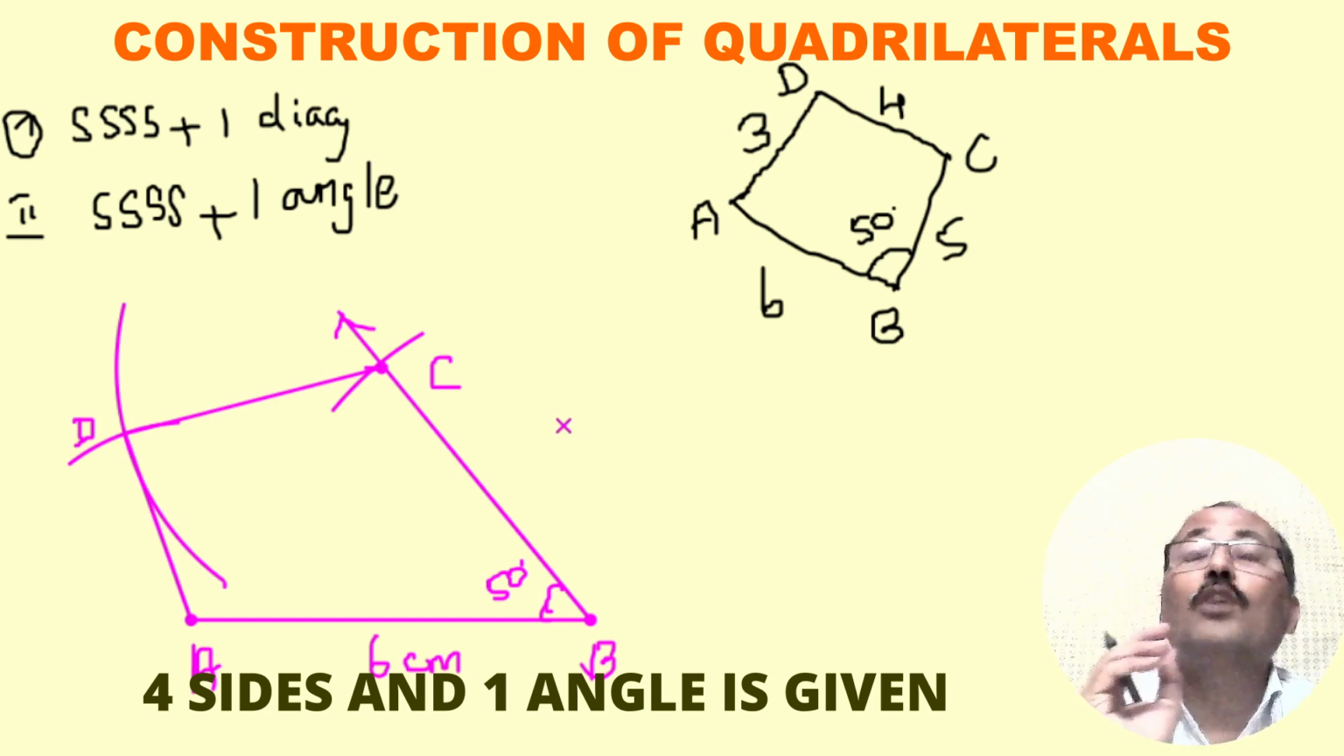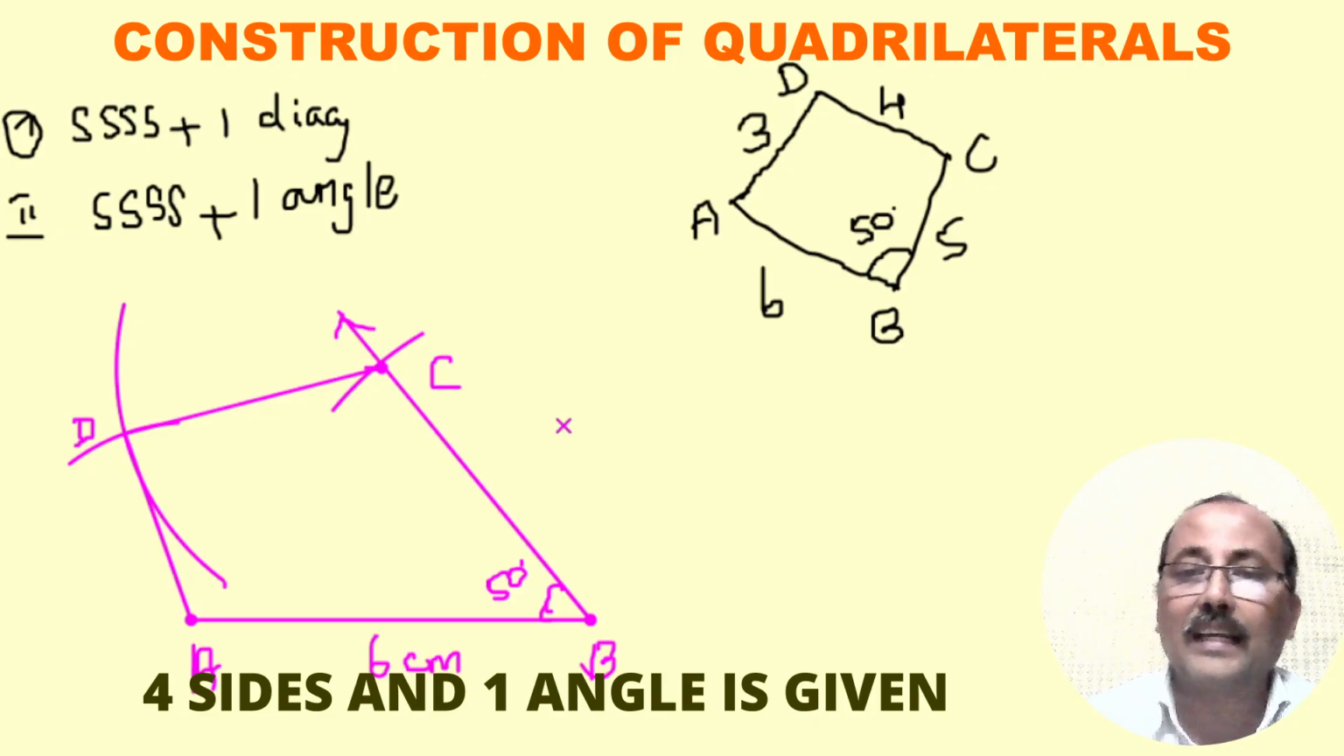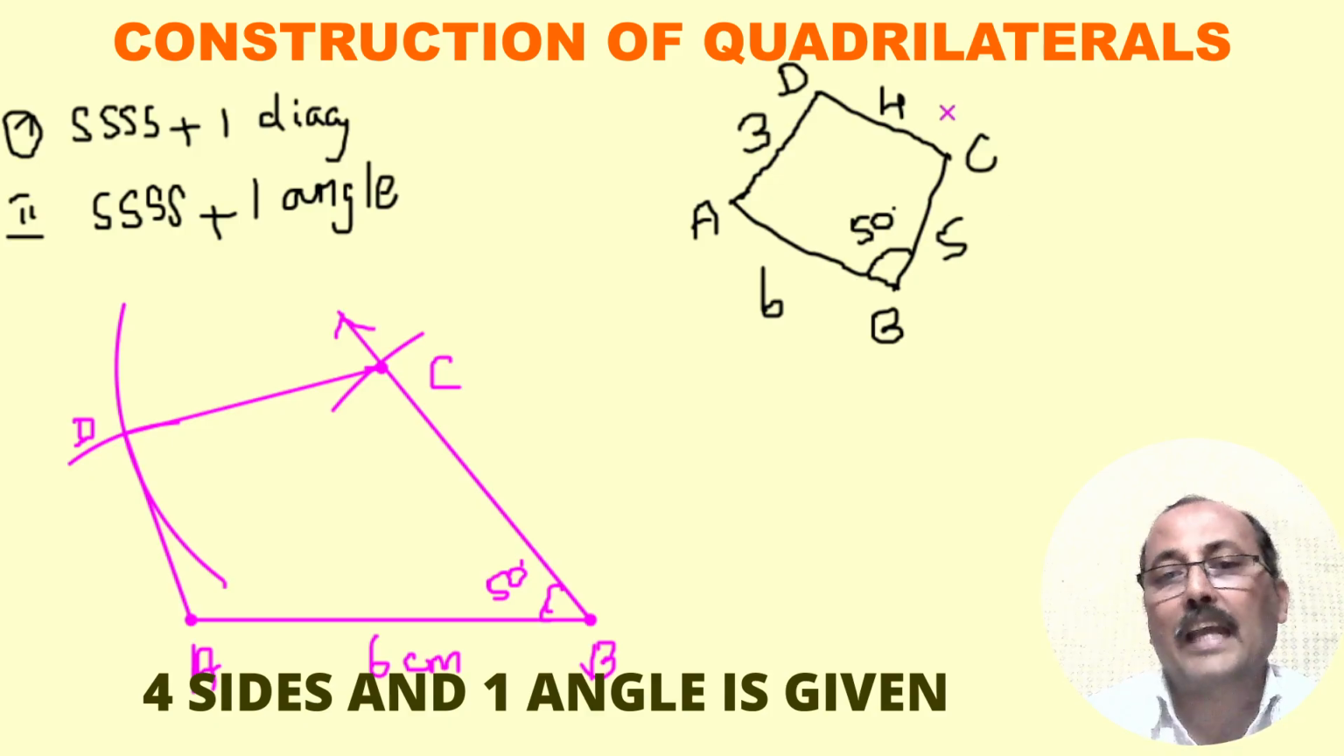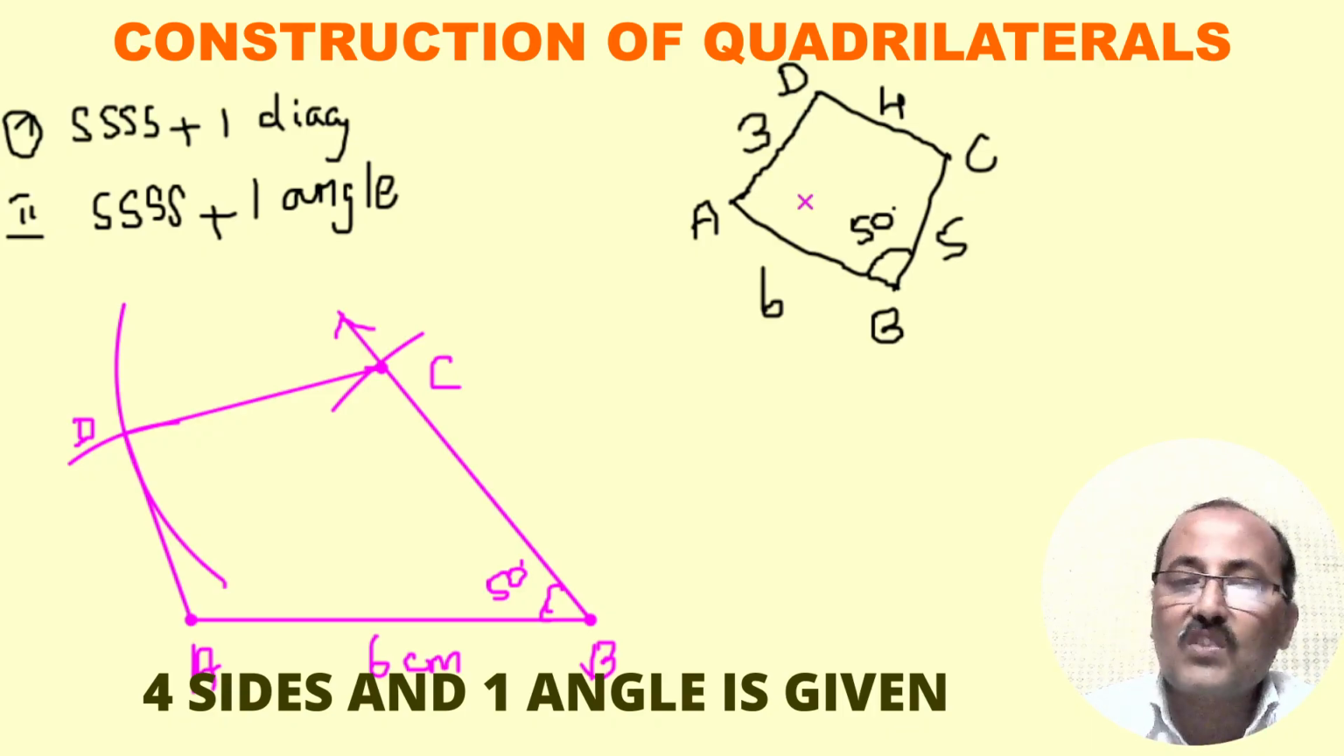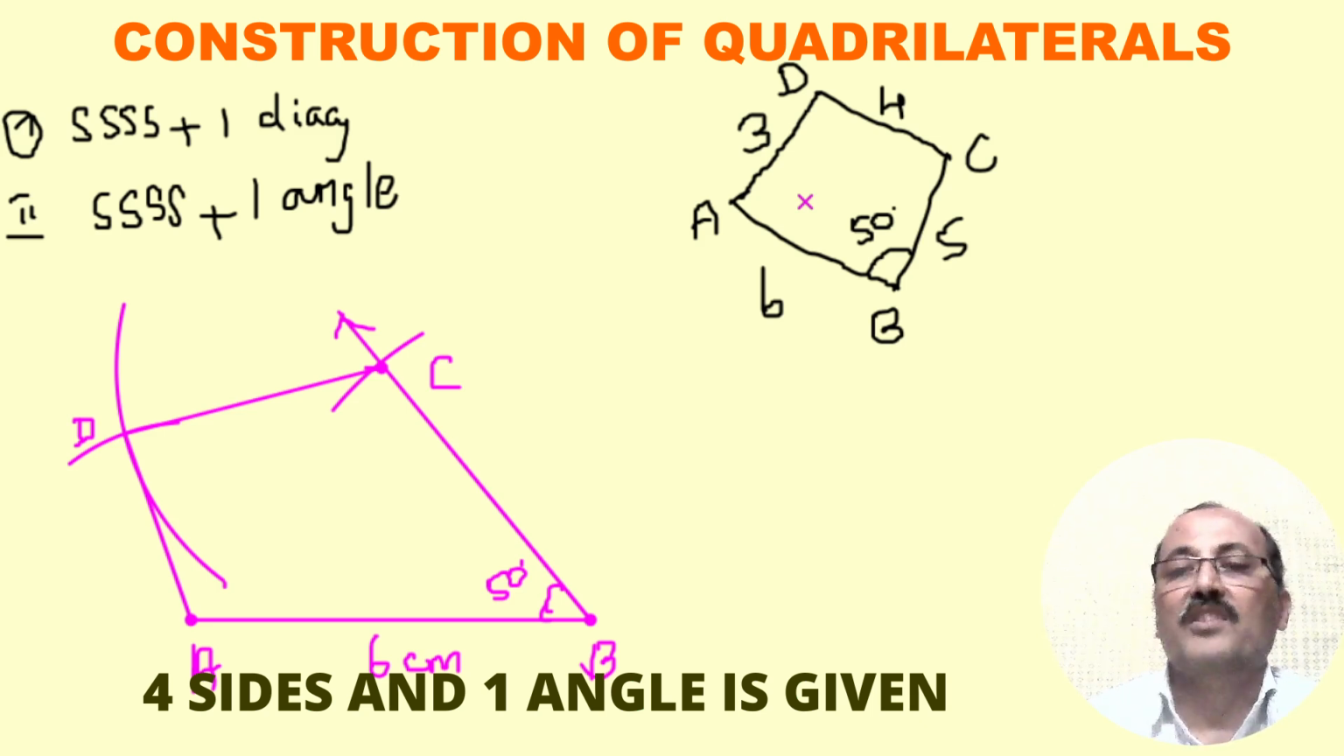4 sides and 1 angle is given like that. That angle can be anywhere. Measurements can be anything. It cannot be maximum because that should be in the paper. This is just for testing whether you know how to construct, that's all. So they are not going to ask to draw a quadrilateral with base 15 centimeter, 20 centimeter like that. Nominal, and this is the way of construction.